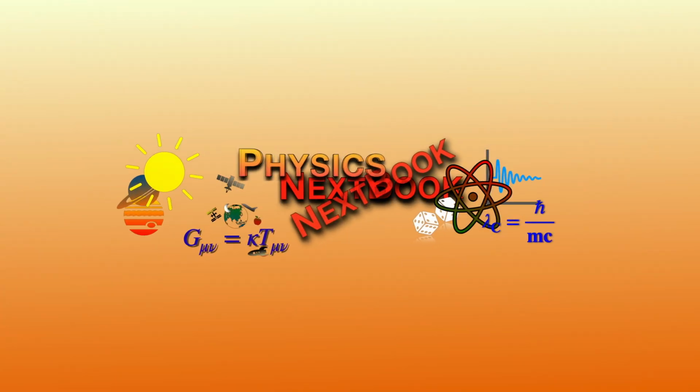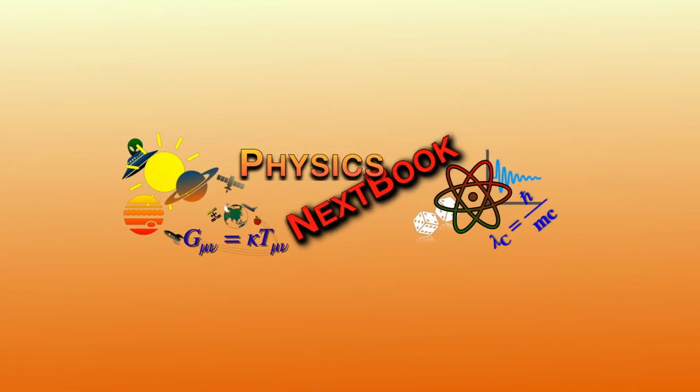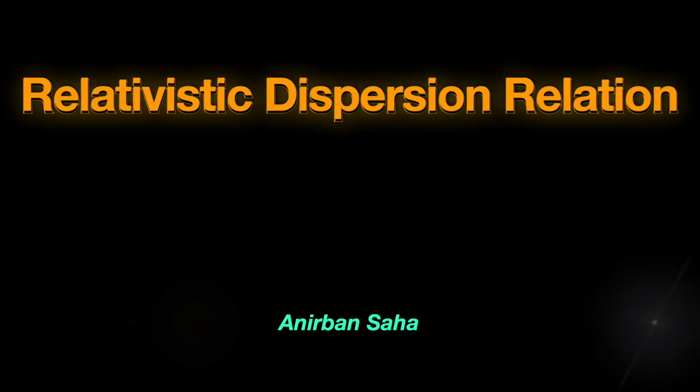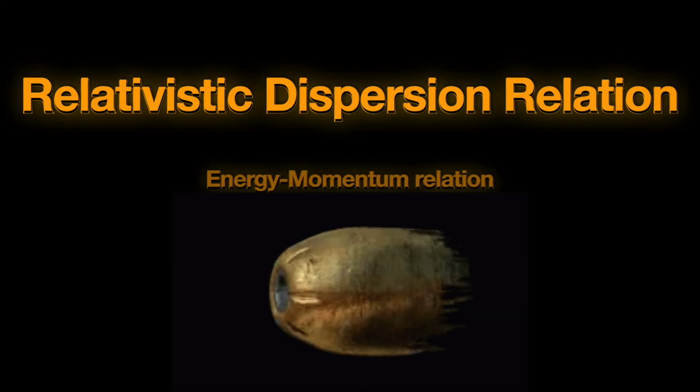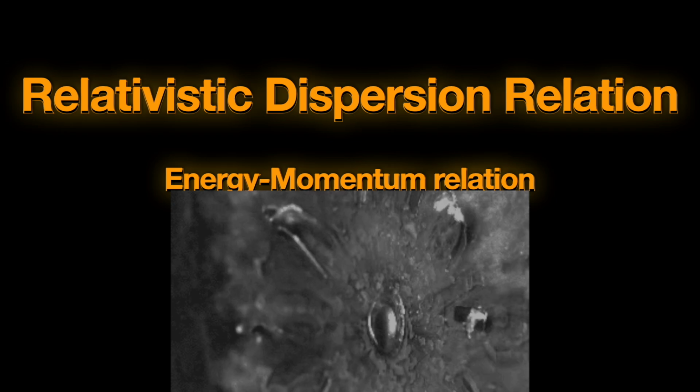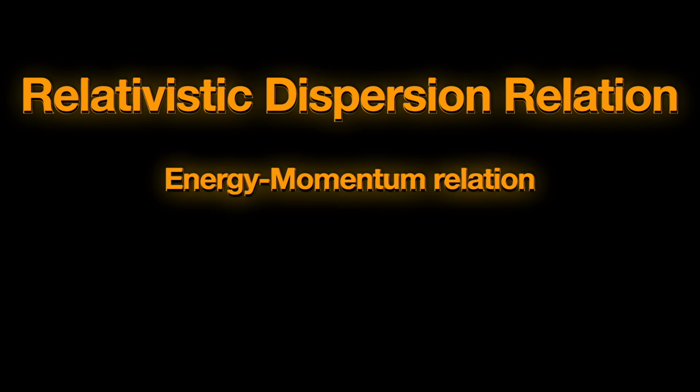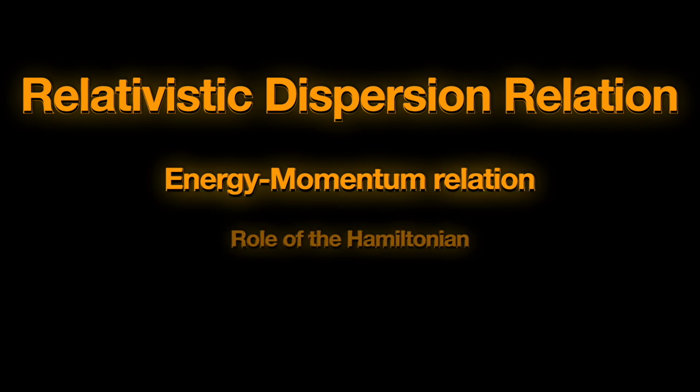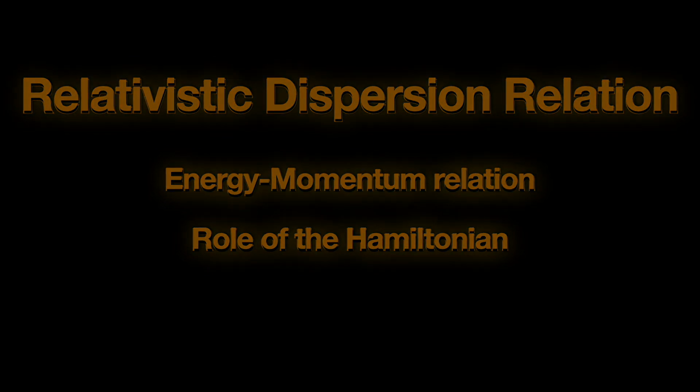Welcome to PhysicsNextbook. In this video, let us discuss the relativistic dispersion relation, that is, the relation between the momentum of a relativistic particle and its energy. In the process, we shall discover the Hamiltonian and talk about its significance.